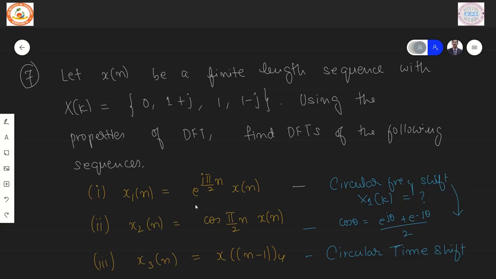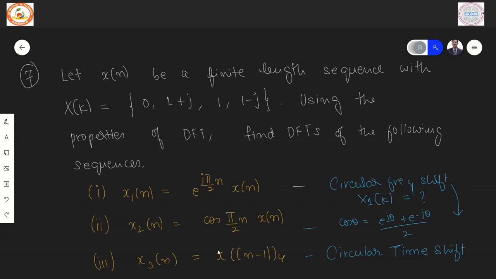The simplification can be done first by substituting cos theta as e power of j theta plus e power of minus j theta divided by 2. And once you do that, now we have a similar looking problem, but it will have two terms. The first exponent into x of n, the second exponent into x of n. Now individually you can apply the circular frequency shift property, and you can get the answer, combine the results, and that becomes X2 of k.